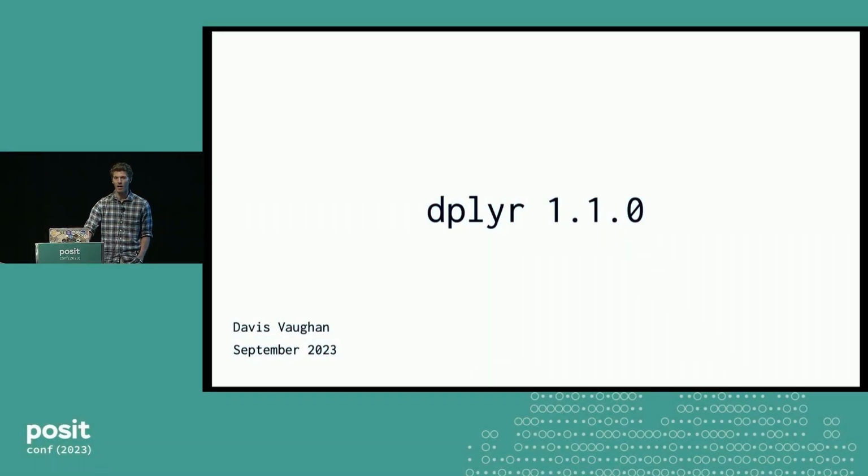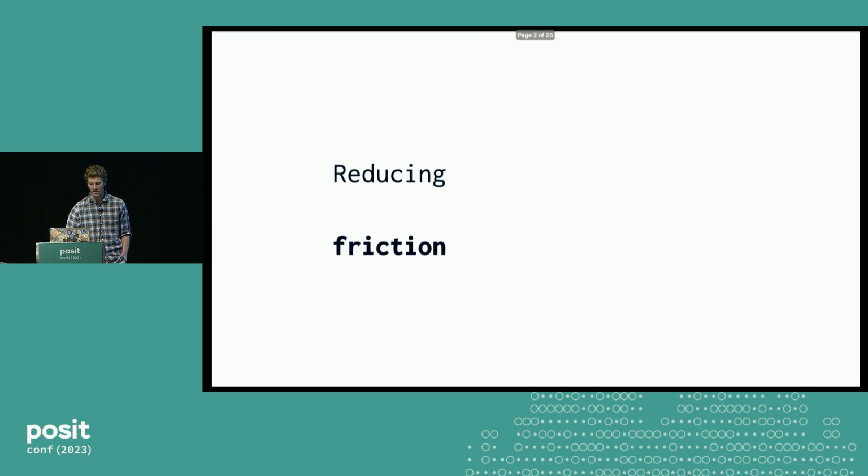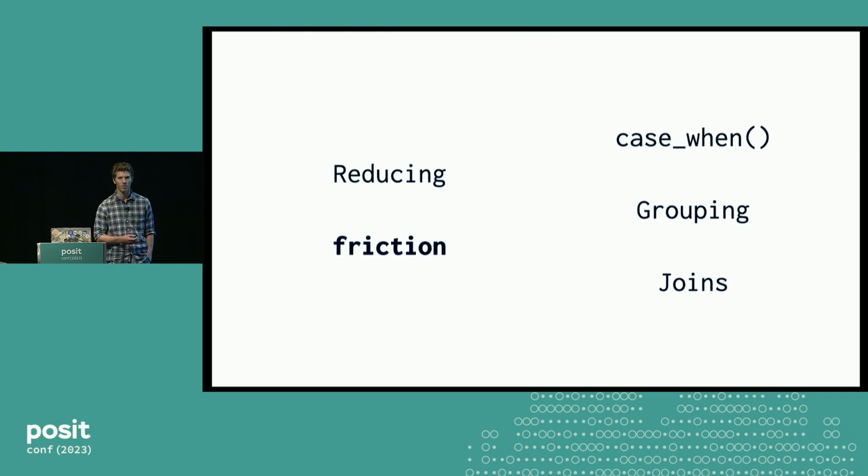Hi everyone, I'm here to talk about dplyr 1.1, but really I'm actually here to talk about reducing friction in the latest version of the dplyr release. And by friction, I really just mean anything that takes you out of that flow state of just writing code. We've reduced friction in 3 different ways in this release: one in case when, one in some big changes to grouping, and then some really cool things with joins.